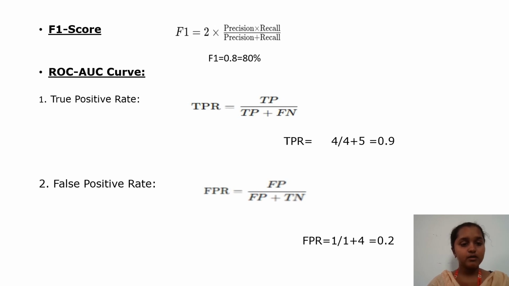Now the F1 score. F1 equals 2 into precision into recall by precision plus recall. The F1 score would be 80%. AUC ROC curve: the true positive rate is 0.9 and the false positive rate is 0.2, calculated from the true positive rate and false positive rate formulas.